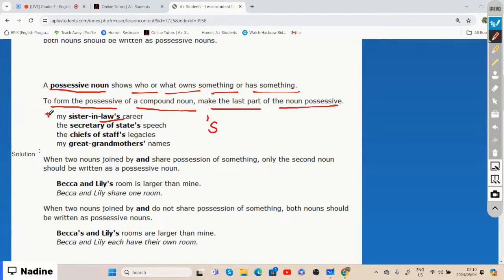And then the second one says, the Secretary of State's speech. If the Secretary of State made a speech, then we say the Secretary of State's speech. Not secretary's, but State's speech. That is why we say the last part of the noun shows possession. The Chief of Staff's legacy.